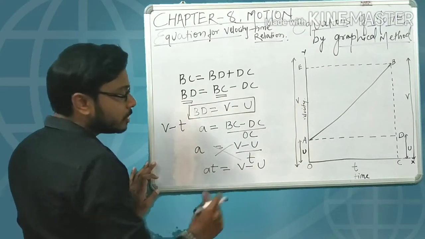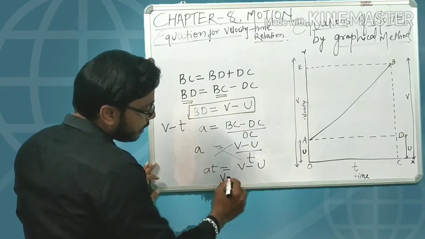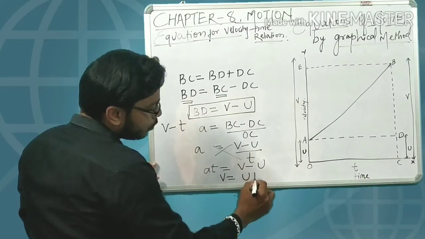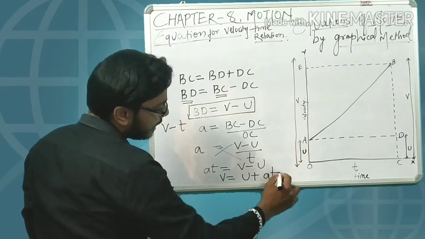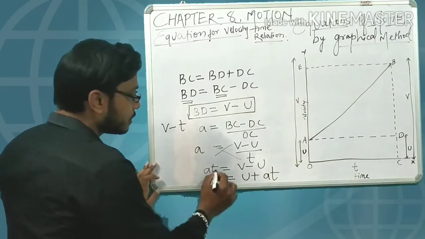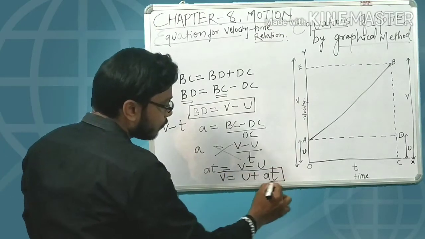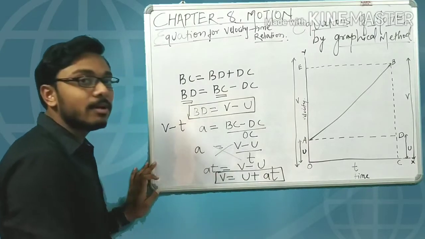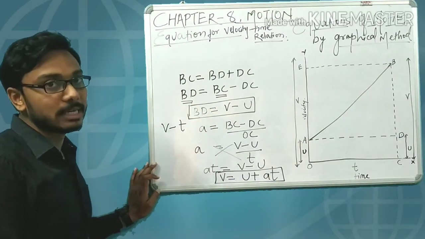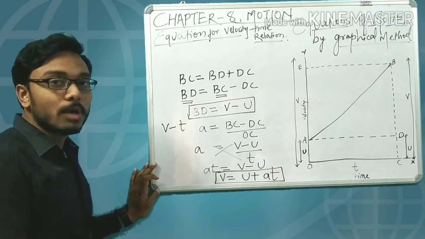Now by interchanging the terms, we can write V is equal to U plus AT. So now this was our first equation of motion. So we have derived it by using the velocity time graph. So hope you have understood this.